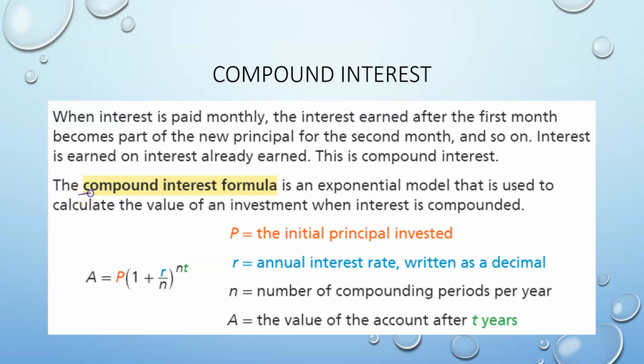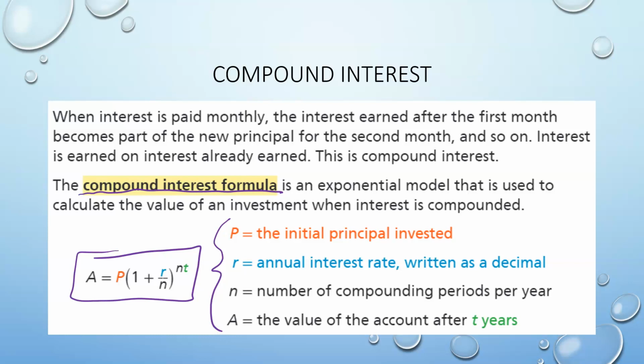Here's the key. The compound interest formula, you want to get this in your notes, is A equals P times 1 plus R divided by N to the NT. Okay, so this is kind of building off of what we just did. Now, when we look at this, you also want to make sure you know what the variables represent.